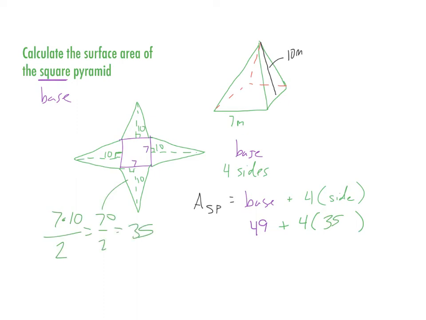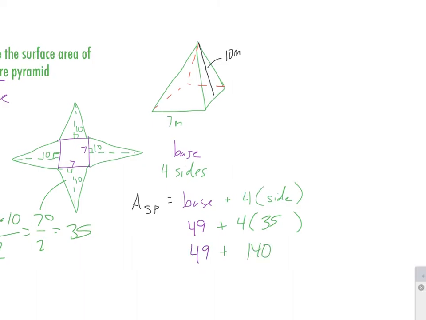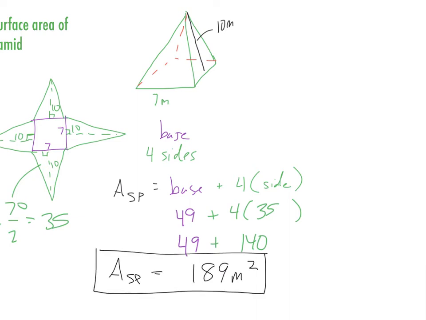Let's finish this up here. 49 plus 4 times 35. Well, that's like saying 70 times 2, so that's 140. And if I add that to 49, guess what you get in the end? The area of that square pyramid is equal to 189 meters squared. There you go, 189 meters squared.